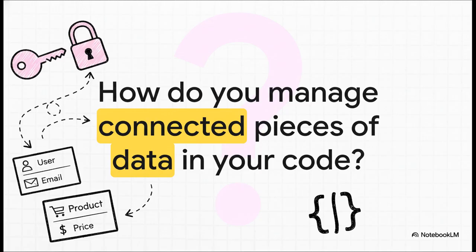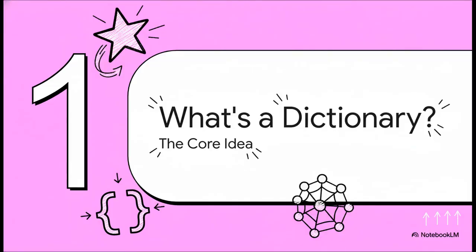You've got these pieces of data that belong together, right? A user's name and their email, or maybe a product and its price. How do you actually keep them connected in a way that's clean, readable, and efficient? Well, the elegant answer to that very problem is the Python dictionary. It is a data structure that was literally built to solve this exact challenge of managing connected data.